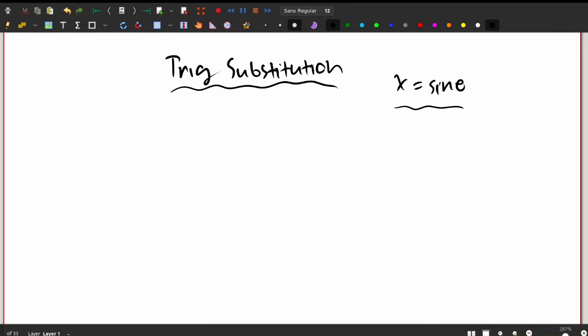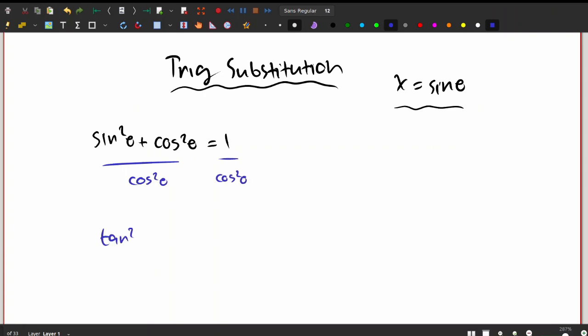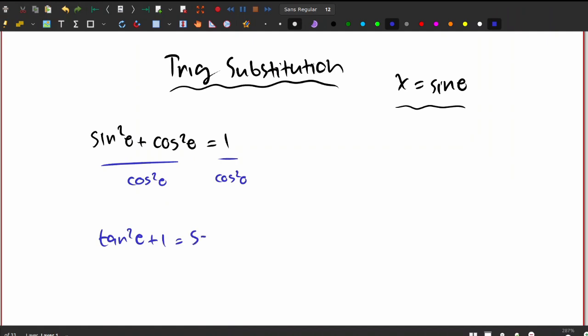For example, the most common and important one is the fact that sine squared theta plus cosine squared theta is equal to 1. Now, this is the main identity that we'll be using to simplify, but there is another one that is equally important, and that simply comes with dividing both sides of this expression by cosine squared theta. This gives us the identity that tan squared theta plus 1 is equal to secant squared theta.